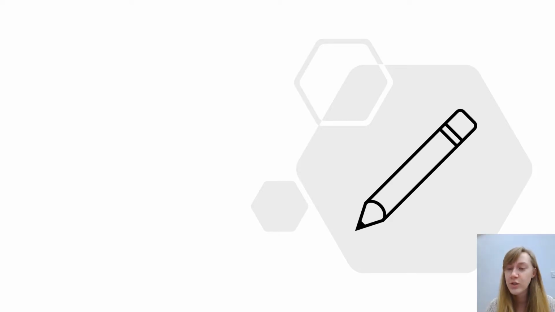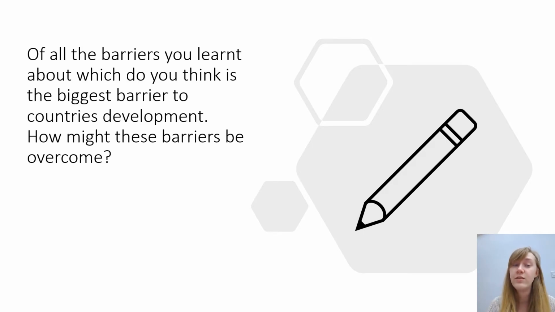Okay, so as usual, we're going to think back to last week as well as thinking about this week. So thinking of all of the barriers of development we discussed and you researched, which of these do you think provides the biggest barrier for developing countries to become developed? So you're going to pick one that is the biggest barrier, and then can you think of any ways that barrier could be overcome? So take a couple of minutes now to have a think.